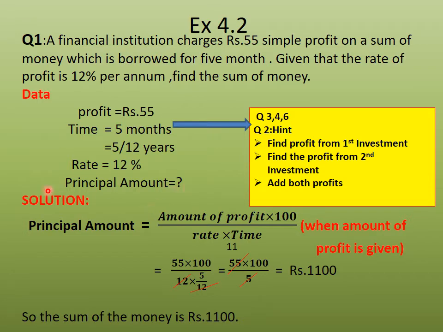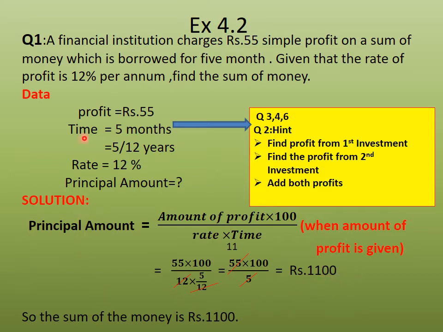Now, as we are going to find principal amount, we will write the formula for finding principal amount. This is the formula, but you know, in the question time was 5 months, but we have converted this time into a year. So you will write 55 is the amount of profit, multiply by 100, rate is 12 and time is 5 over 12, means we have 5 months, we converted into a year, it would become 5 over 12. After simplification, we will get rupees 110.